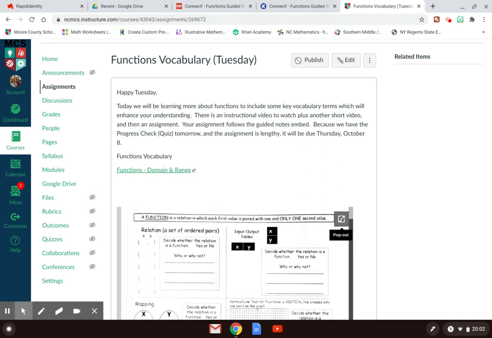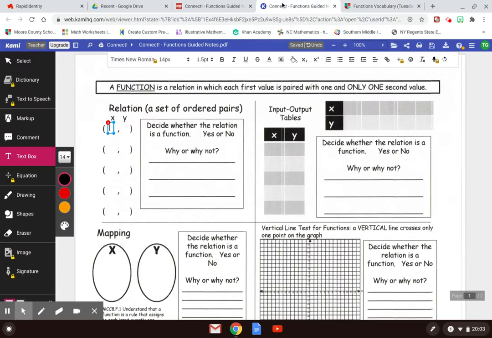All right, so let's go ahead and dive into this. You can pop this out and print it. You can write it in your notebooks. You can Cami it, whatever works for you. So as we start, the basic definition of a function is that it is a relation in which each first value is paired with one and only one second value. We've talked about that before when we first started with functions, that it's one input or first value to one and only one second value or output. And I would make sure I know that for tomorrow.